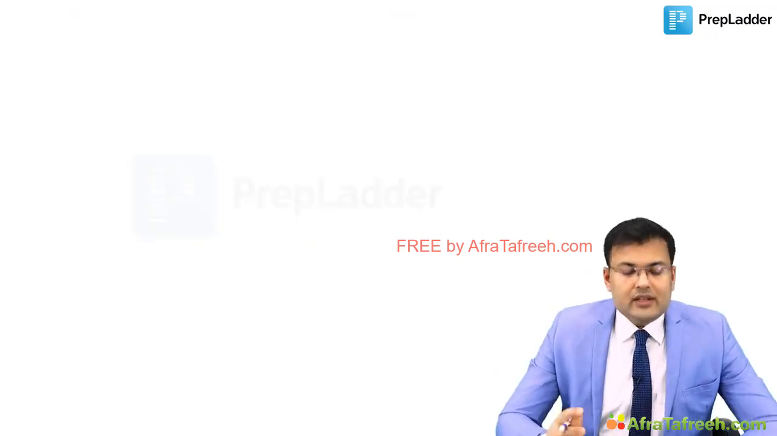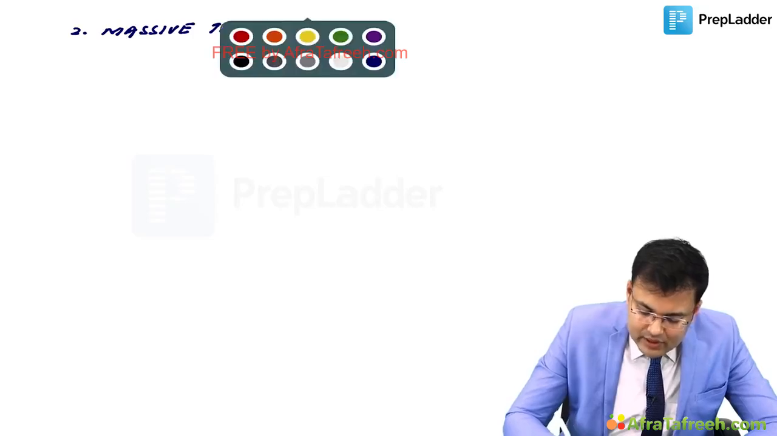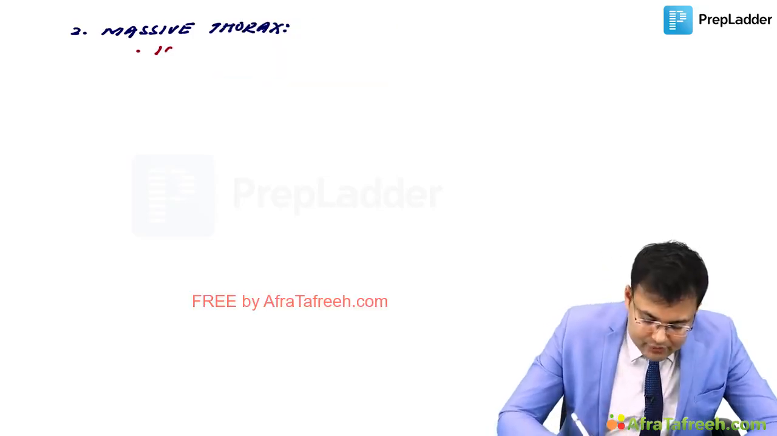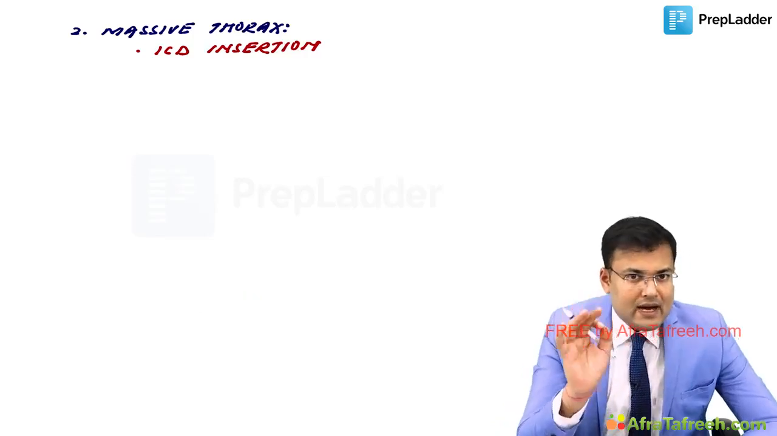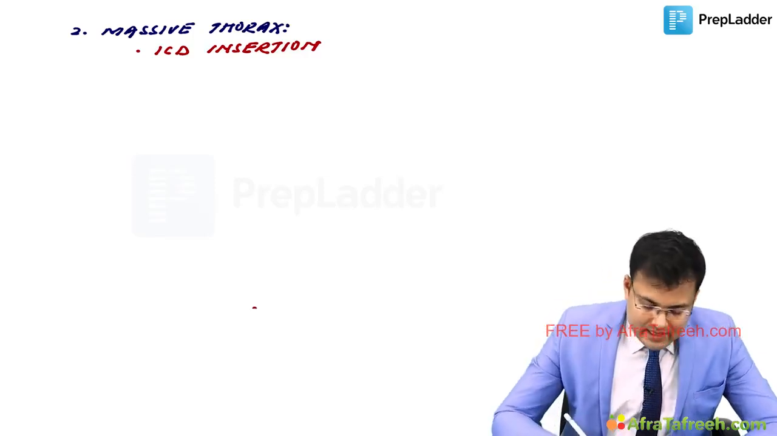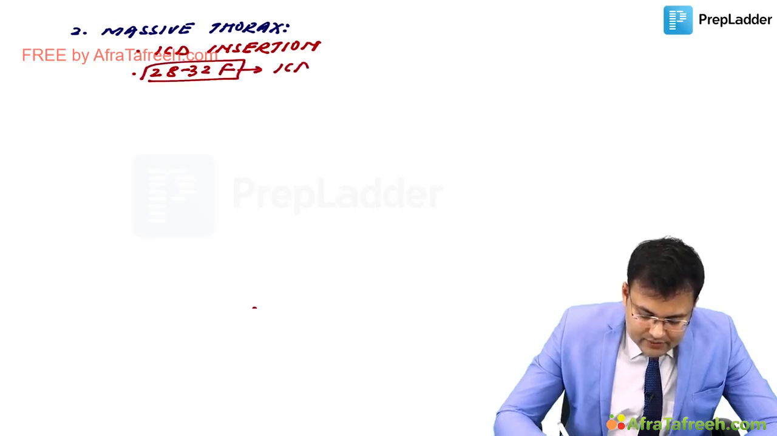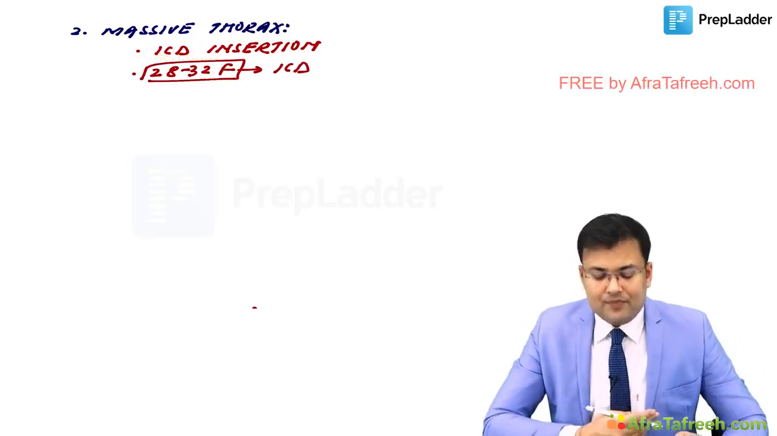Clear? The second cause of ventilation problems is massive hemothorax. And the patients who are having massive hemothorax, what is the treatment of choice? We have to go for ICD insertion in fifth intercostal space in triangle of safety. Sometimes they are going to ask you the size of chest tube used, and the size of chest tube is 28 to 32 French. So this is the size of intercostal drain or chest tube.